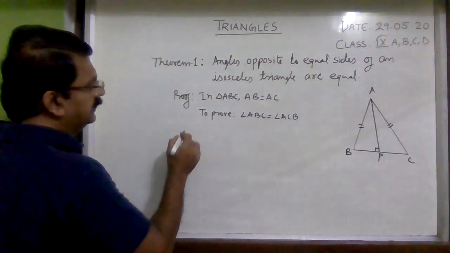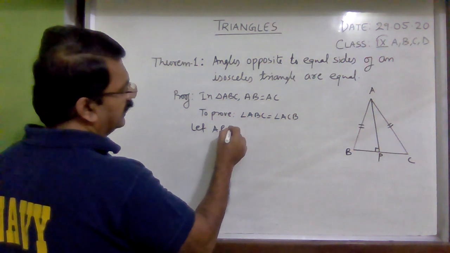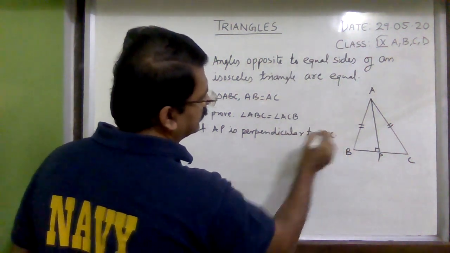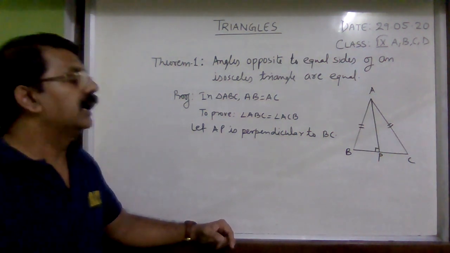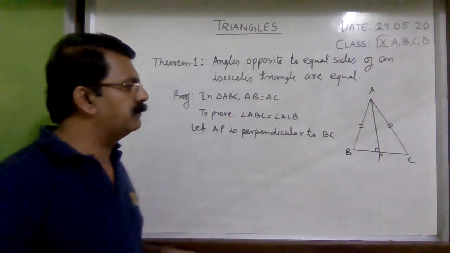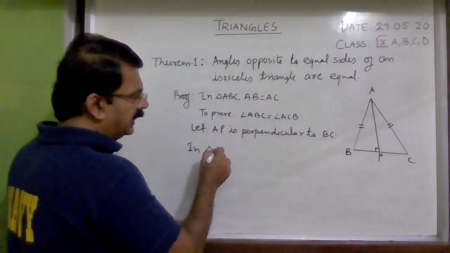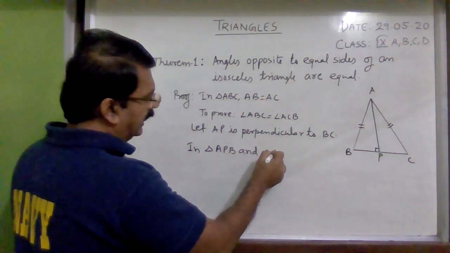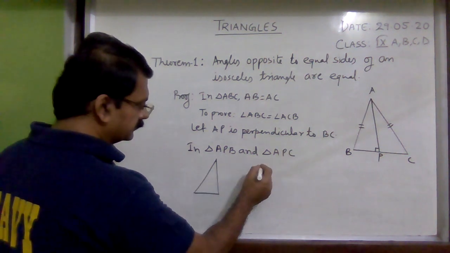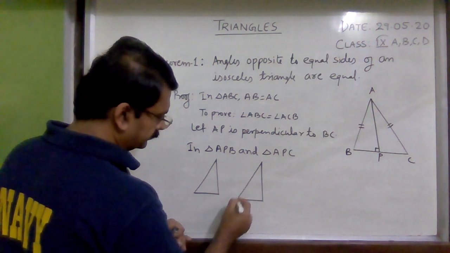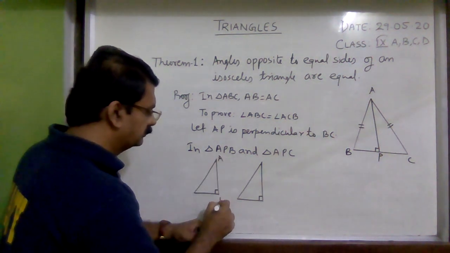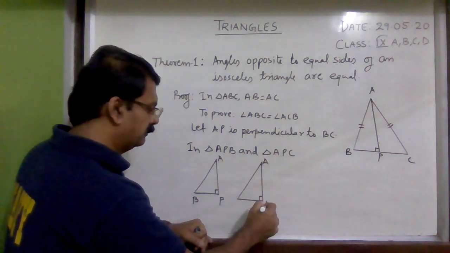Let this point be P. Let AP be perpendicular to BC. Now you can see in this diagram, there are two triangles, APB and APC. So we will prove the congruency of these two triangles, APB and APC. So in triangle APB and triangle APC, you make the two triangles separately: A, P, B and A, P, C.